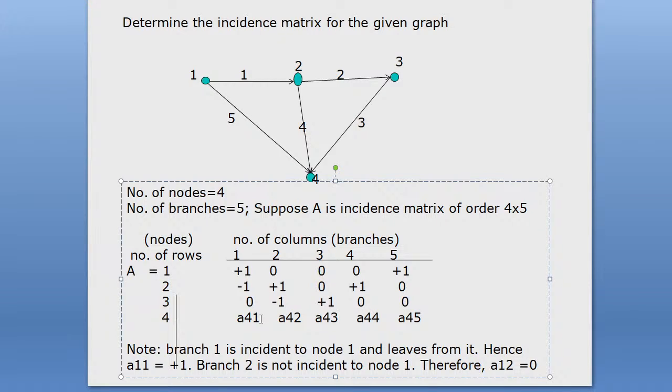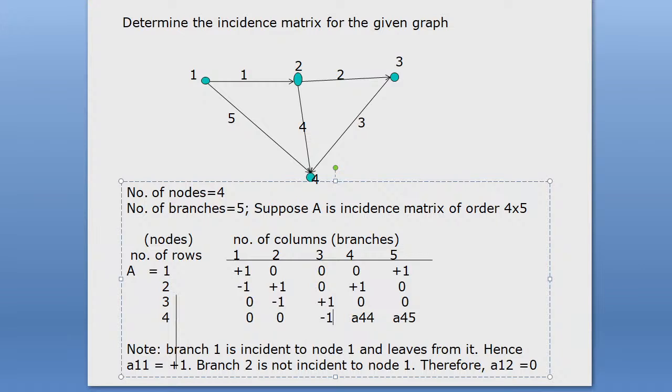Now let us check the values of A41, the fourth row and first column element. Branch 1 is not connected to node 4, that's why it will be equal to 0. Then you check branch 2. Branch 2 is not connected to node 4, it will also be 0. Then you check node 4 and branch 3. Branch 3 is connected to node 4 and enters. A43: enter means it will be minus 1. Leaves plus 1, enters minus 1.